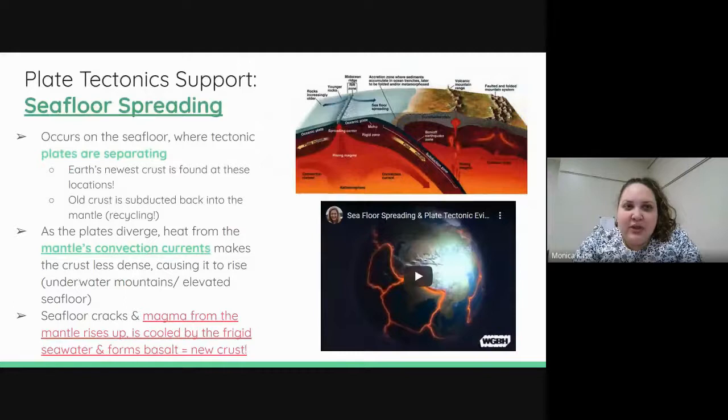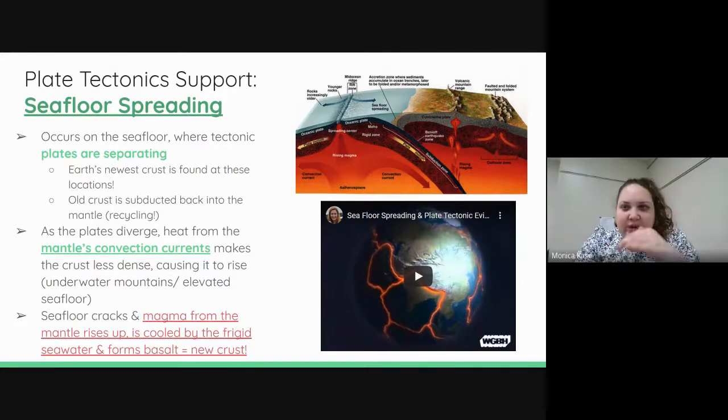And then the other one that supports our plate tectonics is seafloor spreading. So it occurs on the seafloor where our tectonic plates are separating. Okay, so the newest crust is found at these locations, and the older crust is subducted back down into the mantle. So what's happening is it's recycling itself.